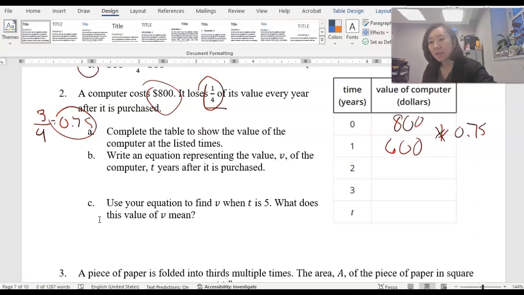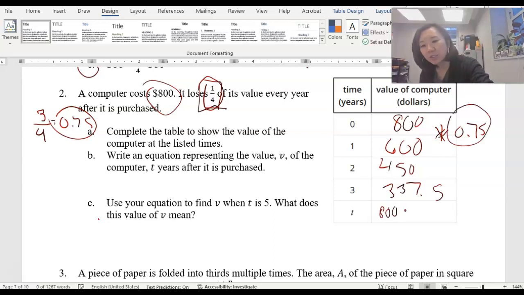And so that's our factor. Our rate is 1/4, right? It's losing 1/4. So then 600 times 0.75 gives us 450, times 0.75 gives us 337.5. And then if we're writing our equation, we have the original amount times the factor, which is 0.75, to the power of t, or that time in years.